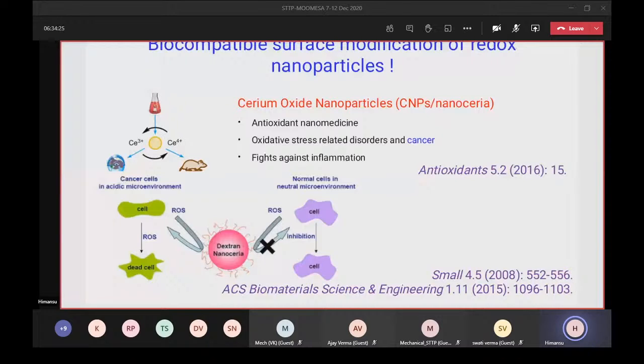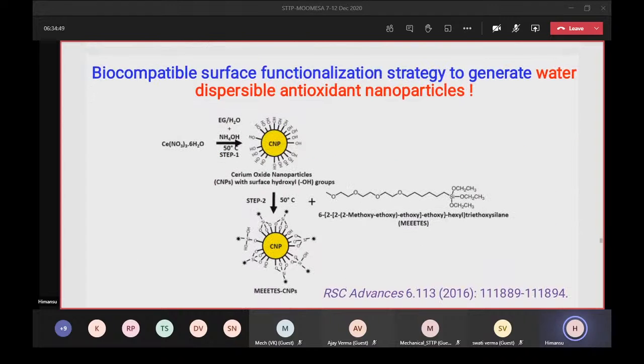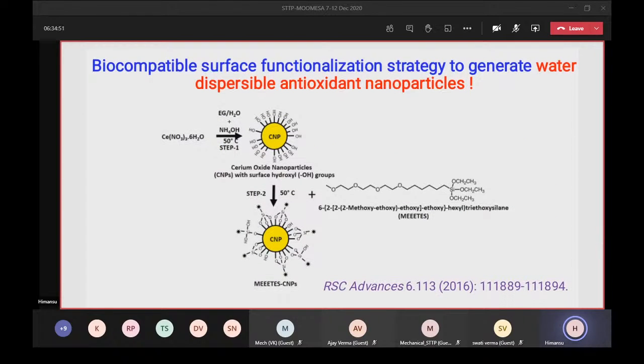One property is that when these redox nanoparticles are combined with polymers and are taken up by cancer cells, the cancer cells die, but normal cells do not die. This is a very important process, so we use this mechanism here. And we produced an excellent paper in 2016.